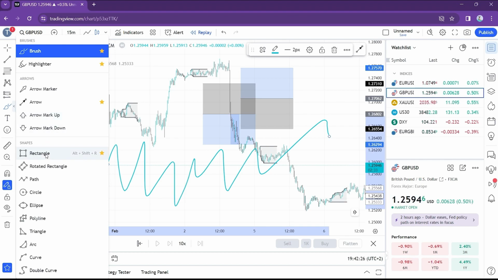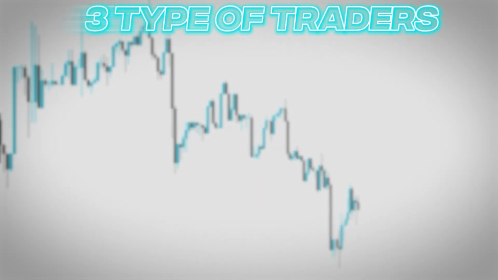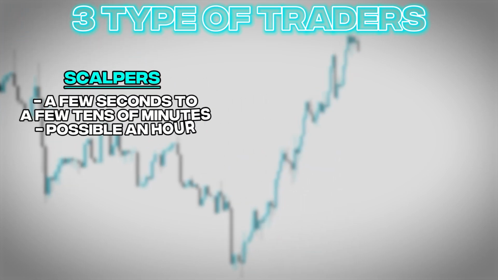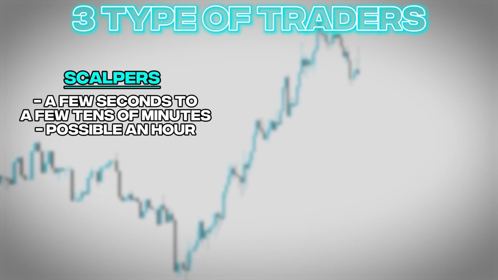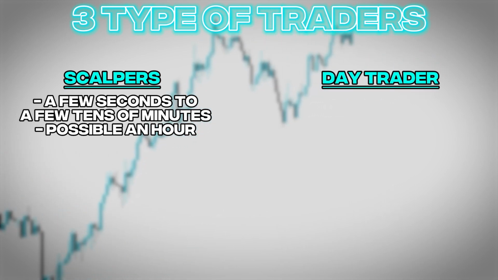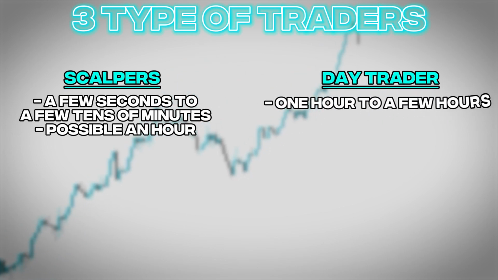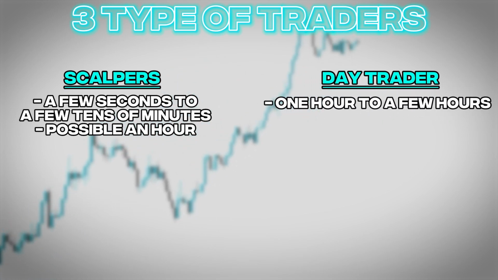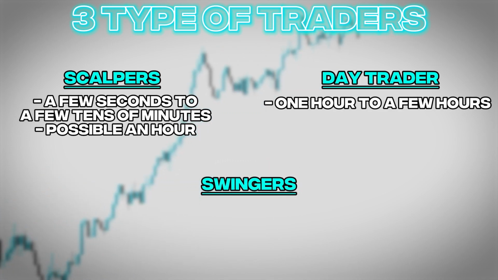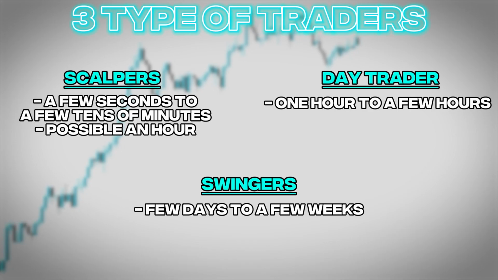Based on the risk appetite and the time duration, there are three types of traders. There are scalpers, those who stay in trades from a few seconds to a few tens of minutes, possibly an hour. We also have day traders. They have their transactions open from 1 hour to a few hours. And then we also have swingers, and not the ones that you already know, but individuals who stay in trades for a few days or weeks.